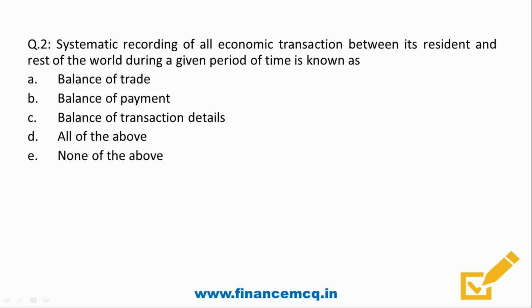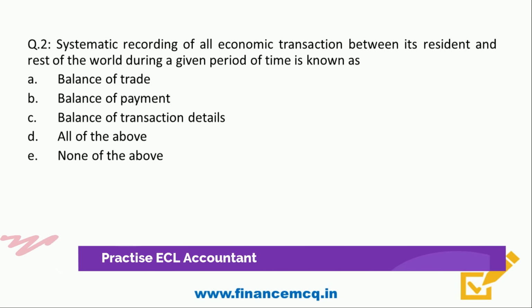Question number 2. Systematic recording of all economic transactions between its residents and the rest of the world during a given period of time is known as option A, Balance of trade, option B, Balance of payment, option C, Balance of transaction details, option D, All of the above, or option E, None of the above. So, can you tell me what's the correct answer for this? So friends, the correct answer is option B.